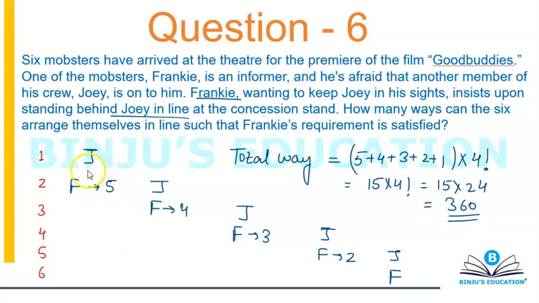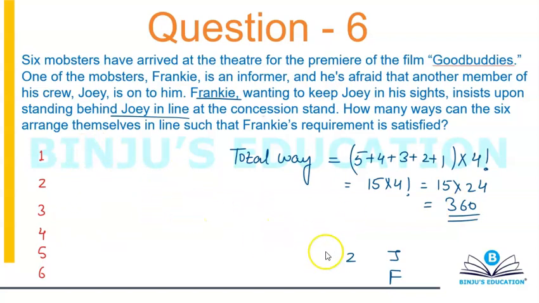Now let's say, another way of solving this question, I want to ensure that Frankie stands behind Joey. I have 6 positions. Let's only talk about Frankie and Joey, because for the remaining 4 members we don't have any conditions, so for whatever 4 places we are left with, we can simply arrange them in 4 factorial ways. The only thing that I'm concerned with is the condition, that Frankie, who wants to keep Joey in his sight, insists upon standing behind Joey.